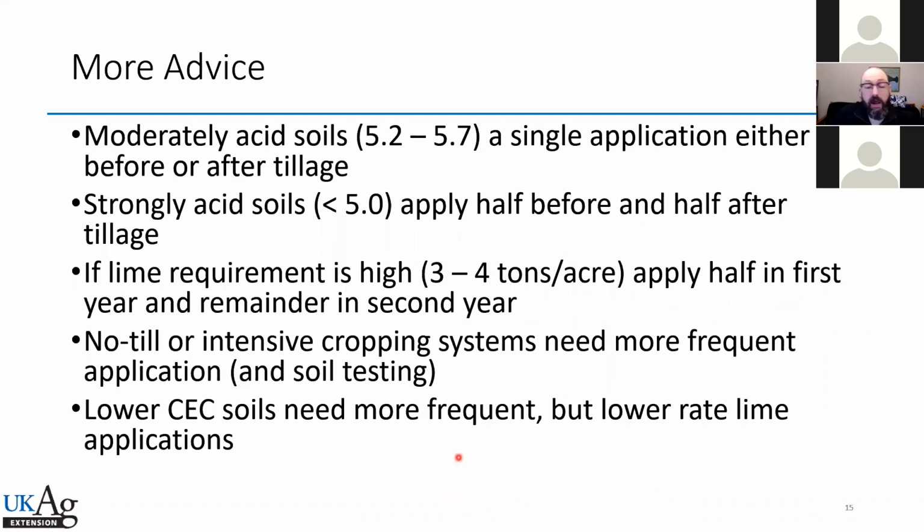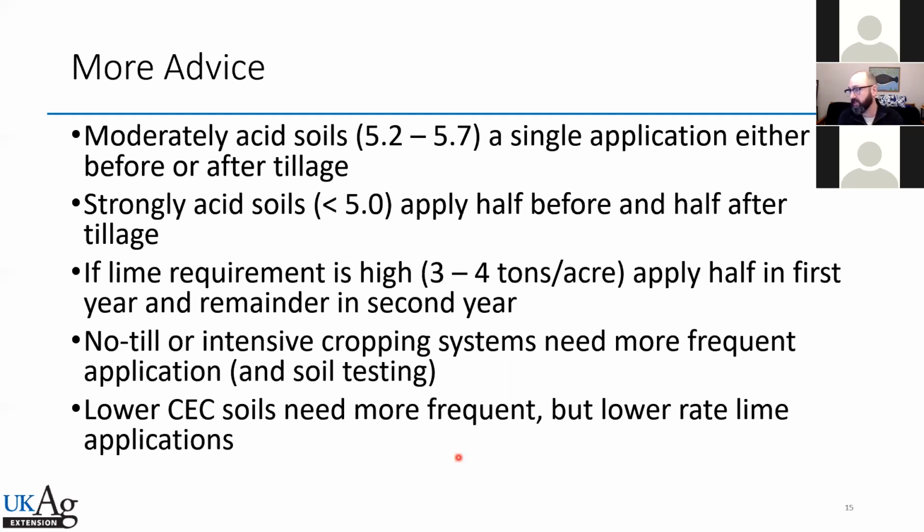If your soil is what I would consider moderately acid, pH of 5.2 to 5.7, a single application either before or after tillage is fine. If you're tilling, if not, a single application once per year. Strongly acid soils, so less than 5, you're going to have a high lime recommendation. You're going to want to split that and apply twice per year.